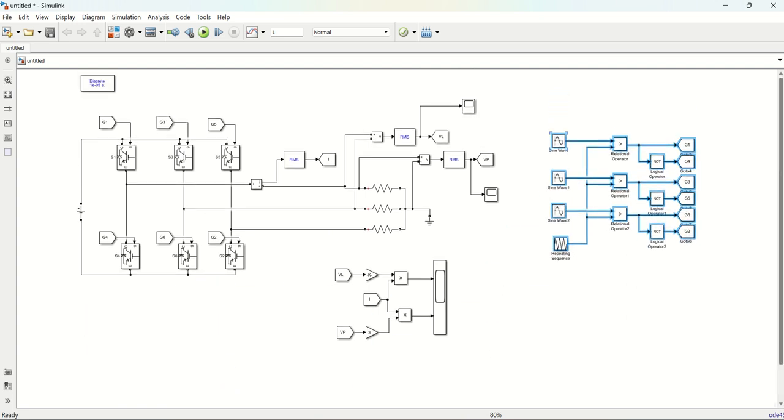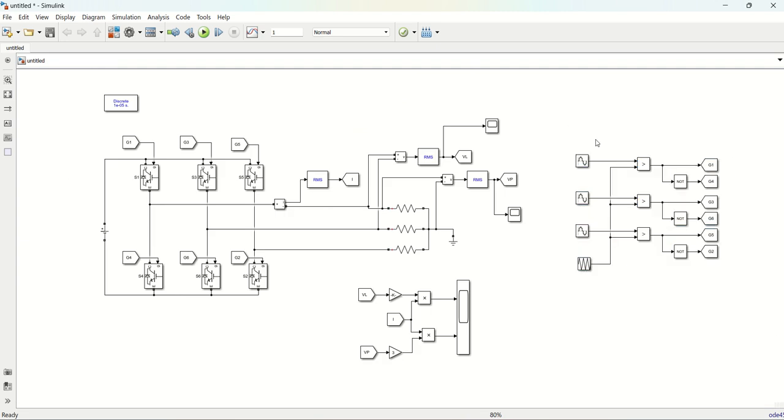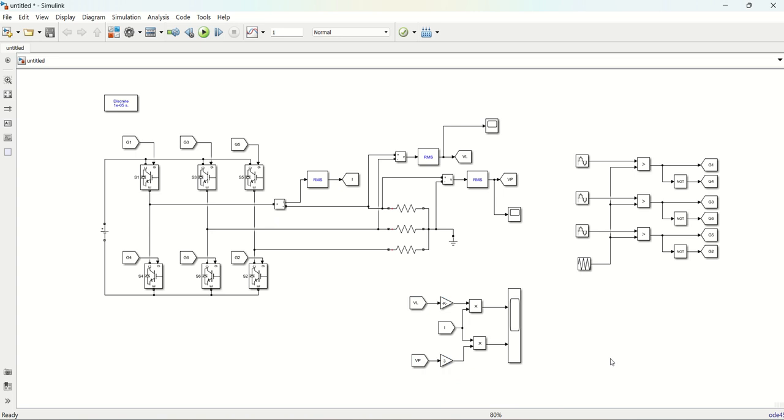So this is our power circuit and this is our control circuit. This is a control circuit and this is our power circuit. This is a measurement block, this is our measurement. Now we'll try to execute it.